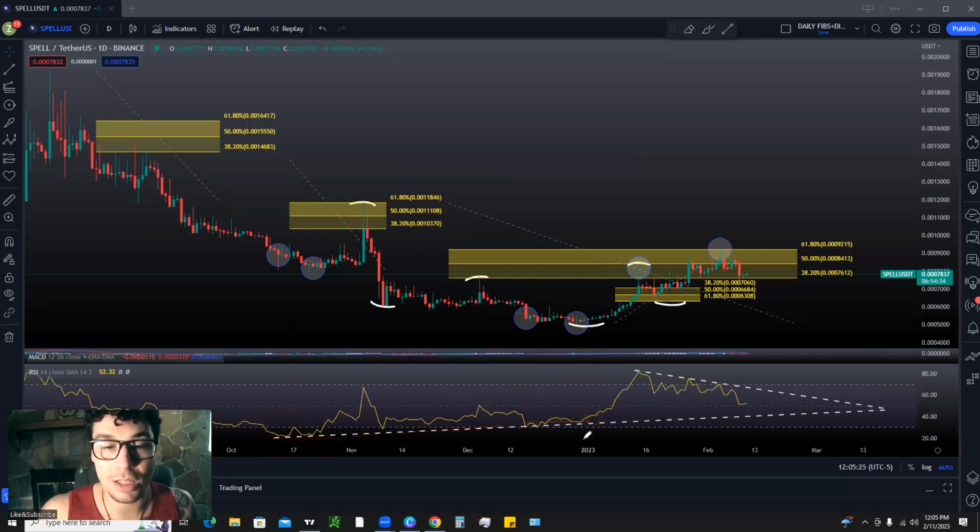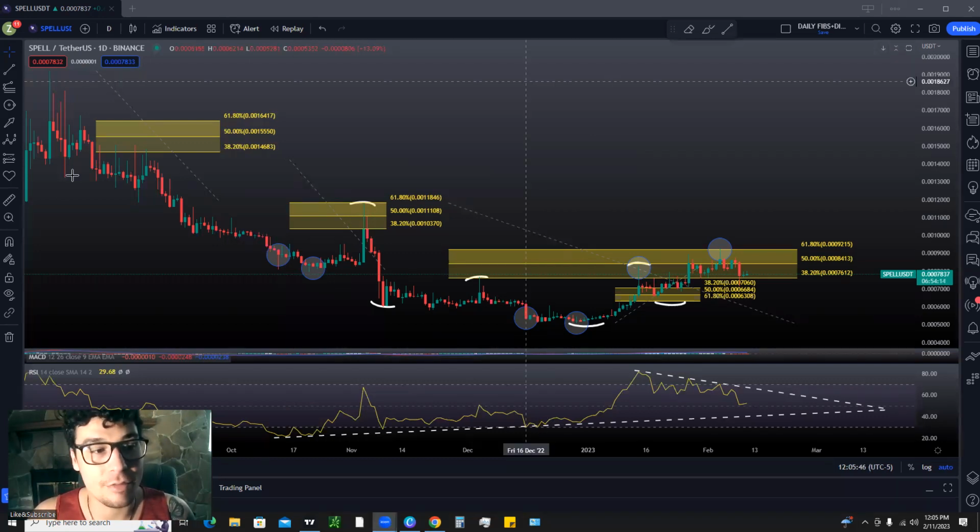Now, typically, the longer the divergence, all right, and the larger the divergence, the bigger the move, right? Now, there's no way to predict if the move is going to be a 5% move, a 20% move, or a 100% move, but it's just one of the indicators and something that traders look out for to spot potential entries, okay? Now, if you take a look here, we did get a very nice rally.